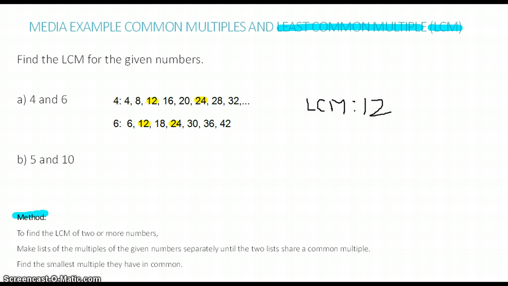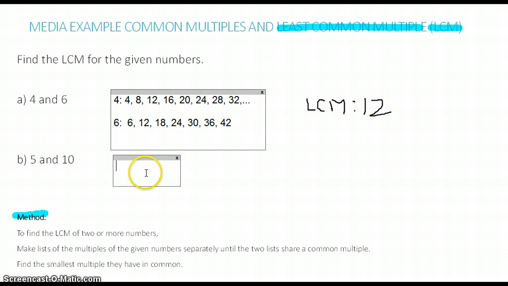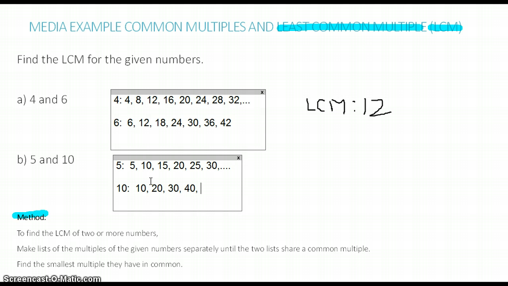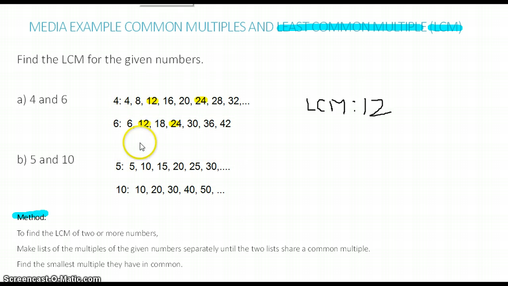Let's look at the next one for 5 and 10. So I'm going to start with a few multiples of 5. So 5, 10, 15, 20, 25, 30. I'll put the dot, dot, dot, which means keep going in this manner. For 10, some of its first multiples are 10, 20, 30, 40, 50, and we can continue on in this manner. So again, that's the multiples, or you can use that idea of skip counting by counting every 5 numbers.